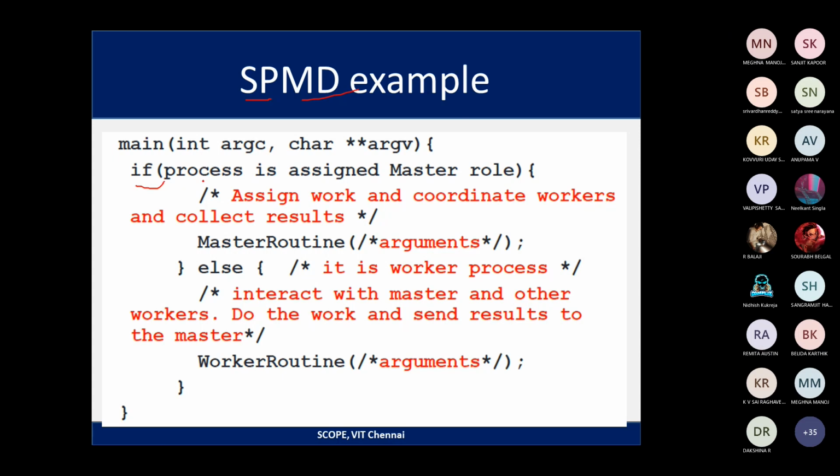If we take a simple code, if there is a process which is assigned the master role, how do we assign it? It is based on the rank or processor ID. If the processor has this particular ID, then it will perform the master routine, else it will perform the worker routine. If it is master, it will assign the work, coordinate the workers and collect the results. If it is a worker process, it will interact with the master and other workers, perform the work and send the result to the master.